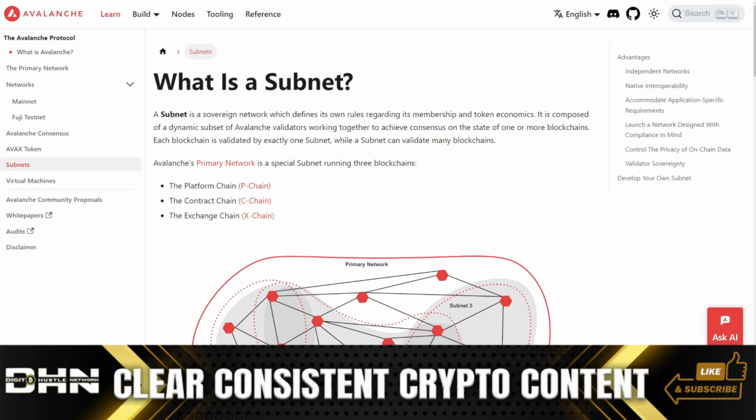And then afterwards, I'm going to show you where the subnets are being used within the Avalanche network and some pretty interesting players that are getting involved with this subnet architecture.